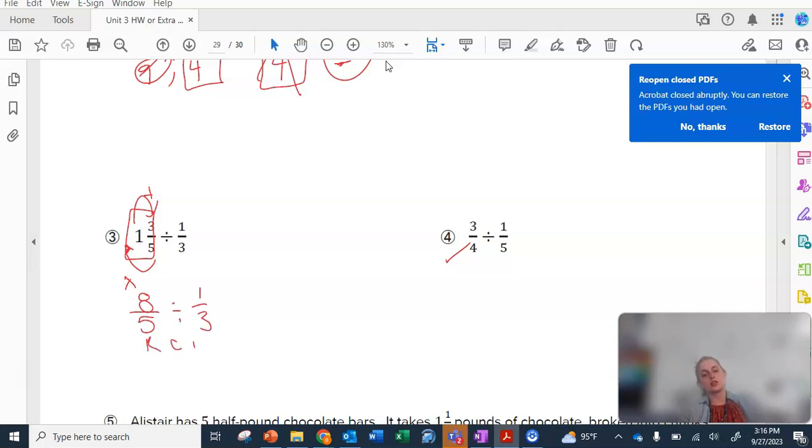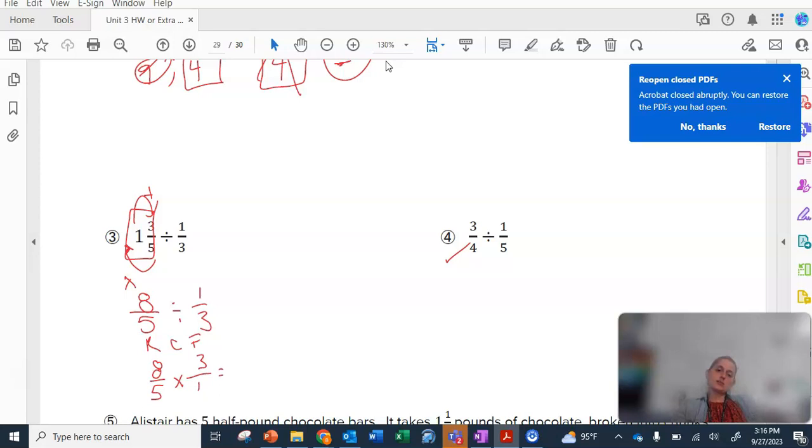Keep it, change it, flip it. I like to just write it out so that I'm not making the mistake I saw a lot of you making today where you kept it, changed it, and oopsie, kept it. That does not give you the right answer. 8/5, keep it. Change it to multiplying. Flip to the reciprocal.